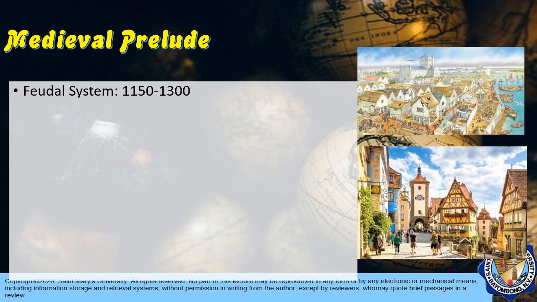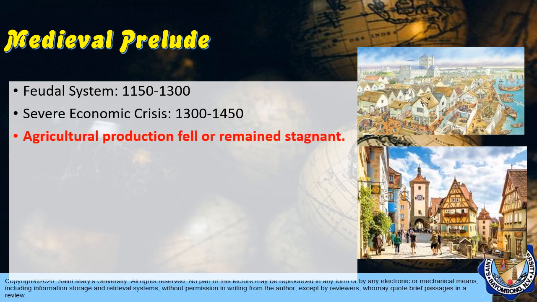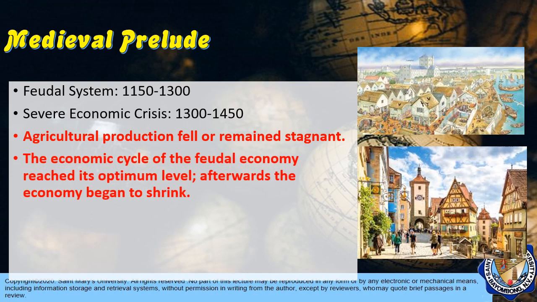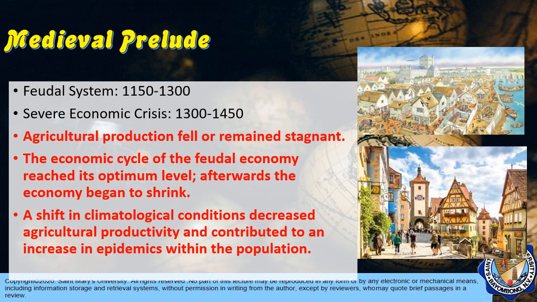So here they are. In medieval Europe, they followed the system of feudalism from 1150 to 1300. And of course, there happened to be a severe economic crisis between 1300 to 1450. And we know that if economic crises happen in a certain place, it is followed by what we call civil war. Agricultural production fell, or of course remained stagnant, and the economic cycle of the feudal economy reached its optimum level. Afterwards, the economy began to shrink. A shift in climatological conditions decreased agricultural productivity and contributed to increased epidemics within the population. Looking into all of these things that happened during the medieval prelude, we can conclude that the countries in Western Europe were in serious trouble.